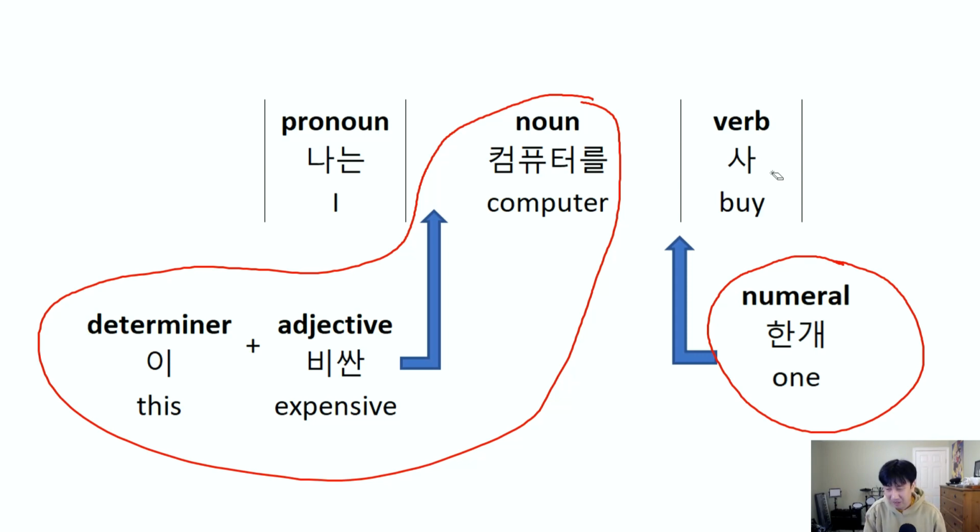Or like I ate 3 apples. How would you say that? I ate 3 apples would be "I apples 3 ate." That's how you say it. Or like "I movies 5 watched." I watched 5 movies.